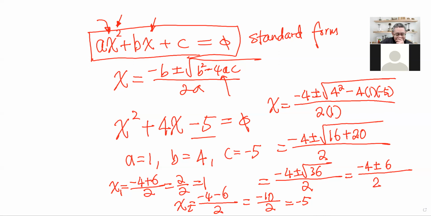Can you explain the -4 minus 6 divided by 2 right there? Yeah, we know that we have two scenarios. One is -4 plus 6, which is the one we have here. Another is -4 minus 6. Oh, okay, so now we're just figuring out -4 minus 6 is -10, divided by 2 is -5. So we have two solutions here. Very good.